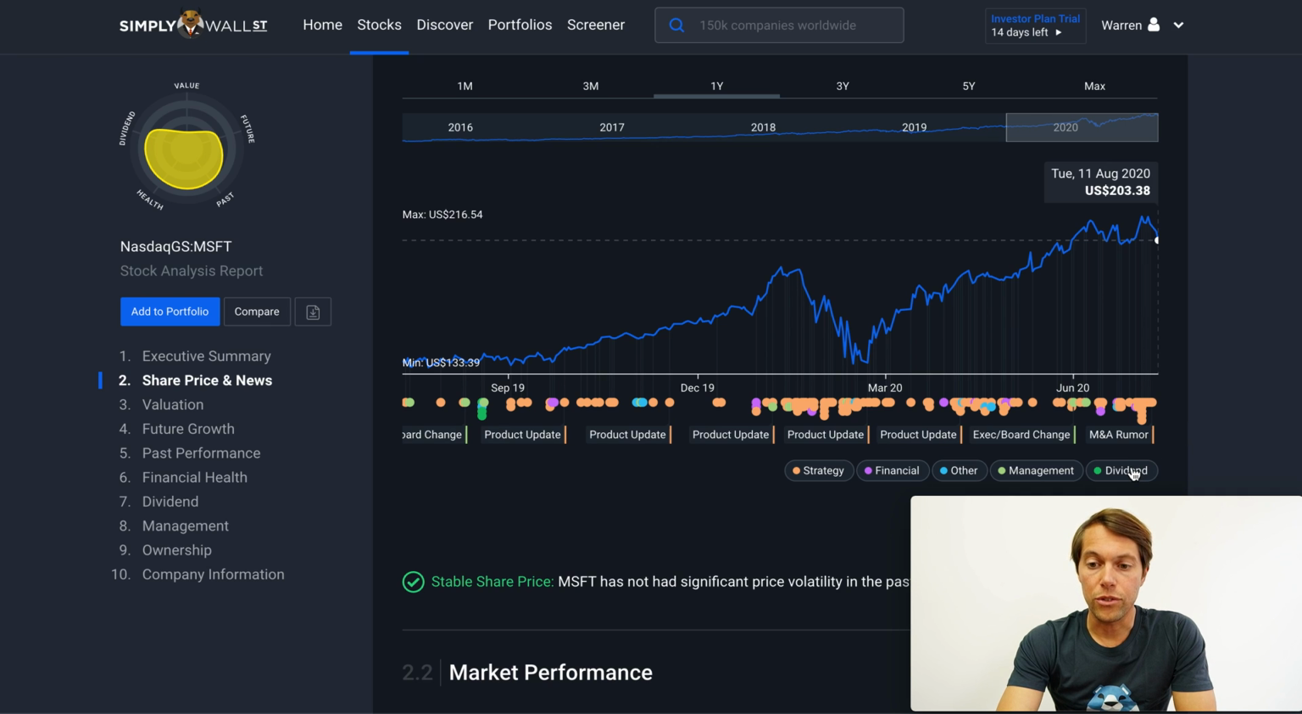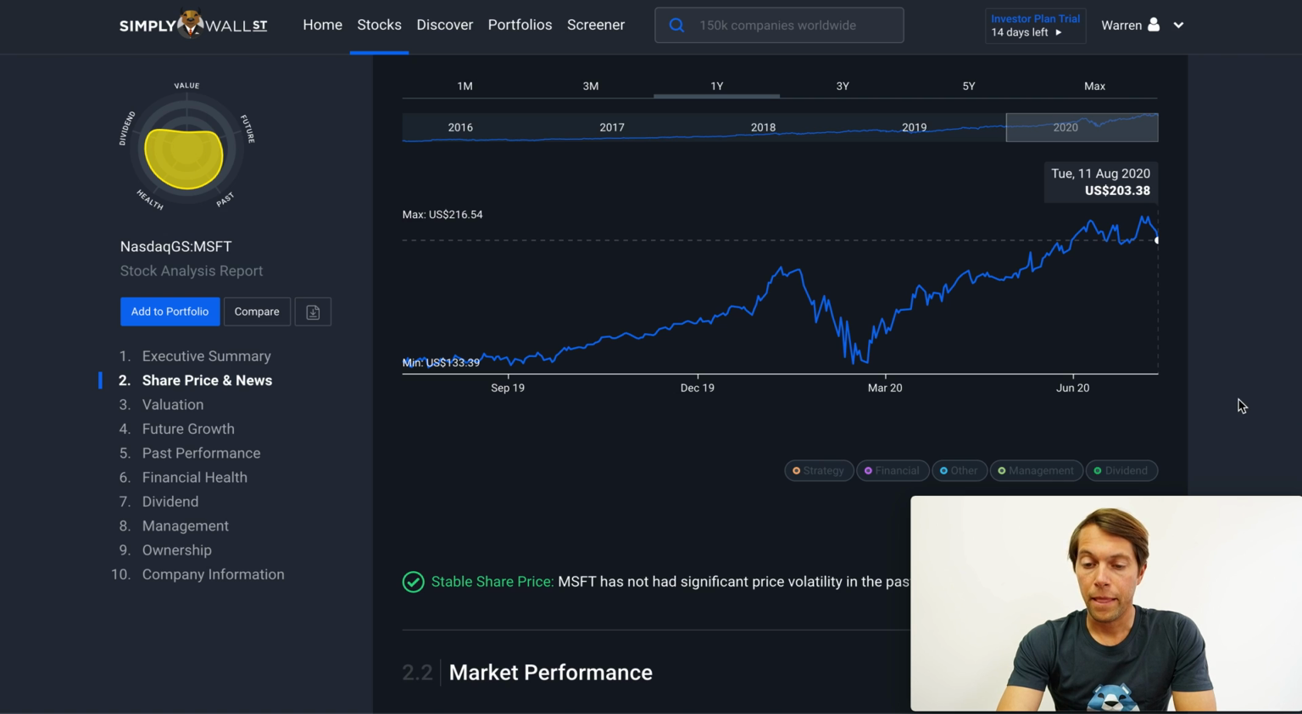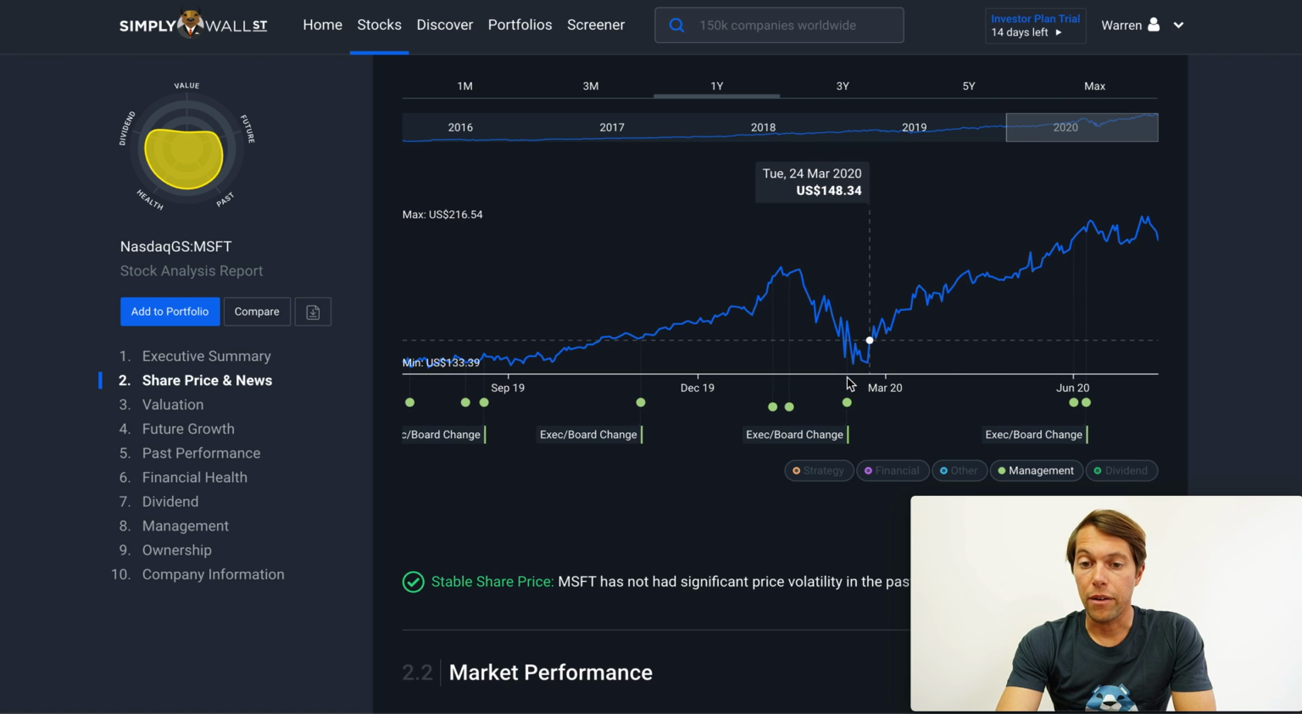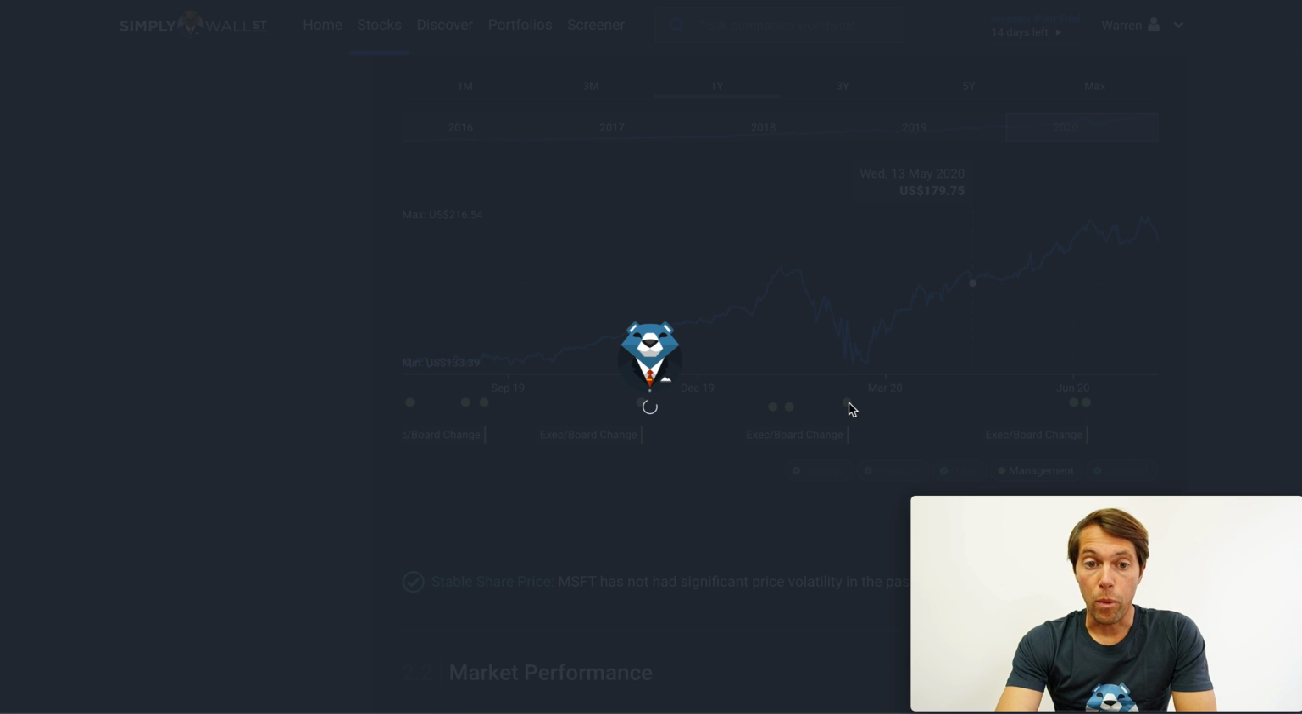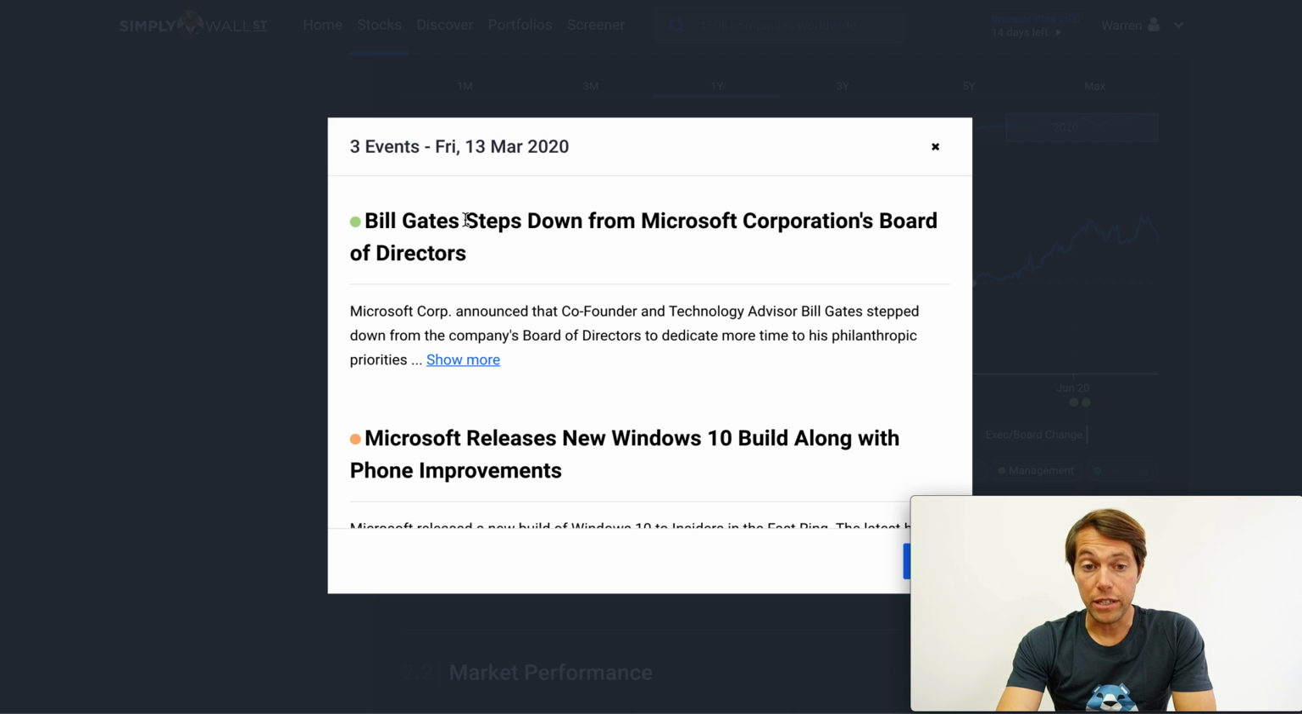What I can actually do is turn off the different categories of these events. So I've just switched them all off there. But let's say I want to just turn on management, for example. Now I can only see management events occurring with Microsoft and how they've been placed in relation to change in the share price. So for example, I can click on one of these, and I can see this was the date that Bill Gates stepped down from the board.